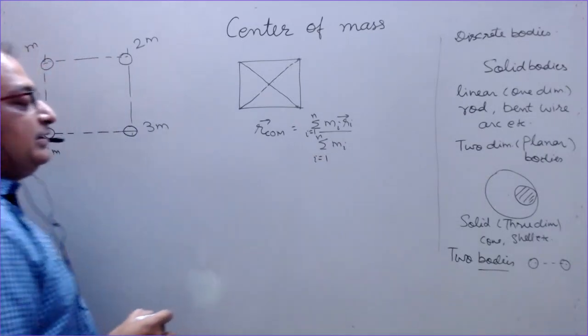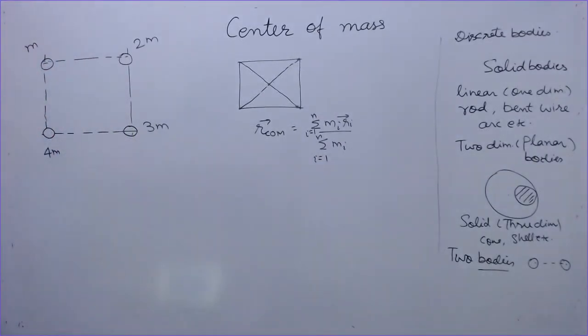where Mi is the ith particle, as I discussed in the beginning, and Ri is the position vector of that particle with respect to a fixed point in the space, which may be inside the body, may be outside the body, and that is called the origin. Sometimes also known as pole, because every vector has to be located or specified with respect to a fixed point, that is called origin or pole.